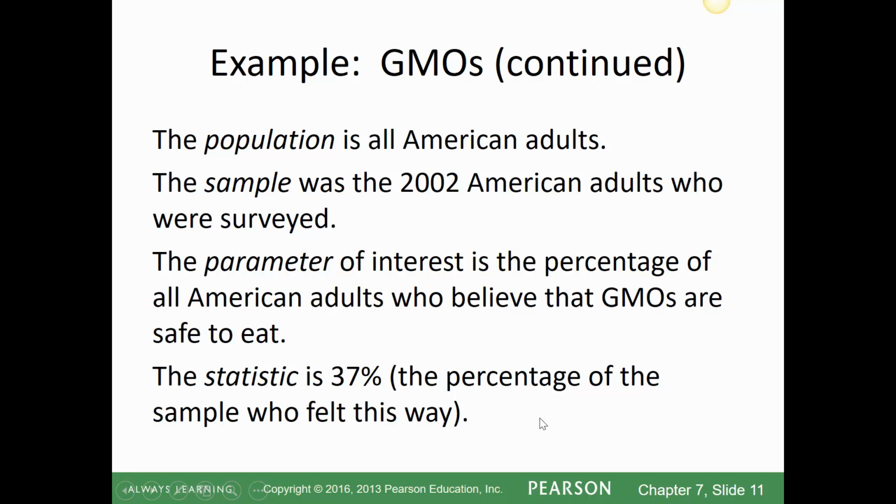The population would be all American adults. The sample would be the subset of that, so the 2,002 American adults who we actually surveyed. Remember, a parameter measures a population. So the parameter of interest is the percentage of all American adults who believe that GMOs are safe to eat. But again, we can't actually get that value, so we form a sample, which we did with 2,002 American adults, and from that we're able to get a statistic, which is 37%. That's the percentage of the sample who felt that way.